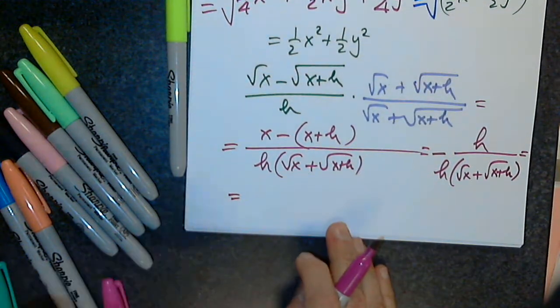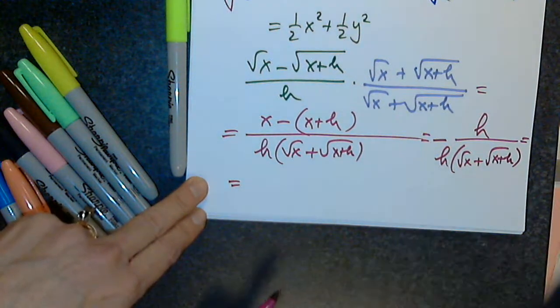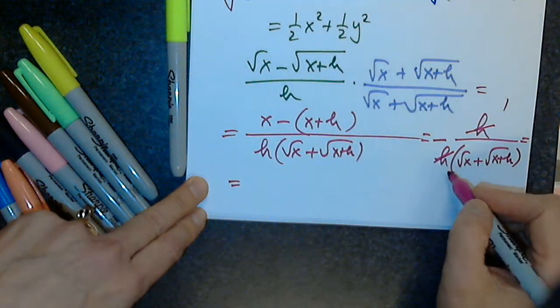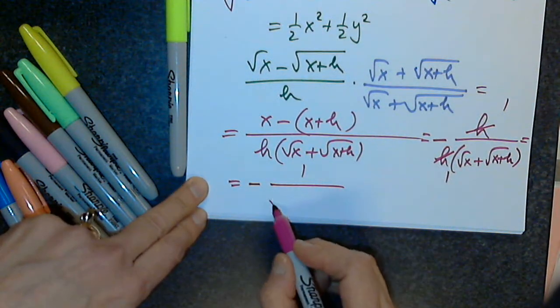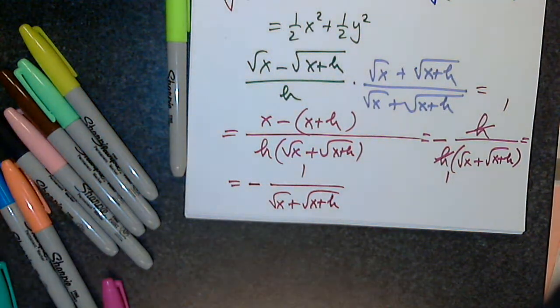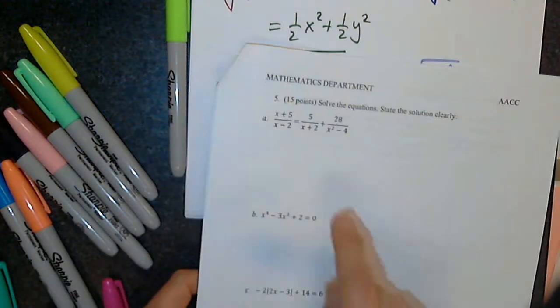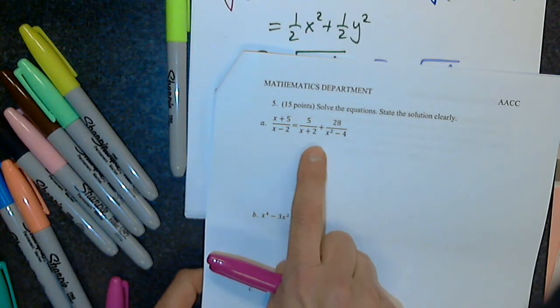And I should have asked you, very similar to the difference quotient, obviously. What goes away now? The h's. Very good. 1 and 1. Don't forget to write 1. So this is negative 1 over the square root of x plus the square root of x plus h. Very good. I copied this problem on your classwork. I think we're okay with this, I hope.